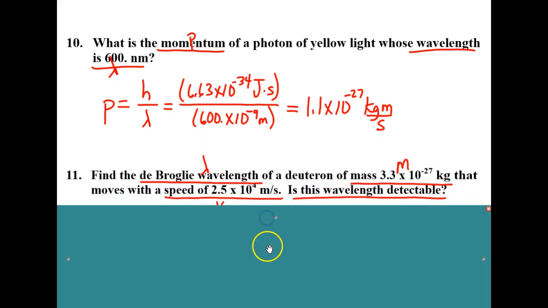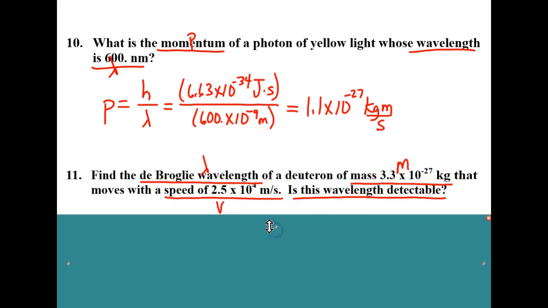Number 11, find the de Broglie wavelength of a deuteron of mass 3.3 times 10 to the negative 27 kilograms. They give you the m value. That moves with a speed of 2.5 times 10 to the fourth meters per second. They give you the v value. And is this wavelength detectable?